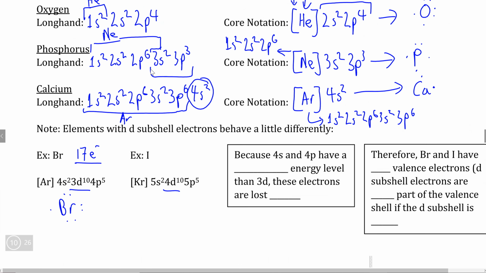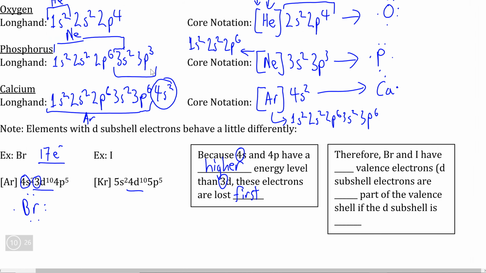Now, if we think about what energy levels mean, the idea that an energy level represents how far away electrons are from the nucleus. We know that 4s and 4p are at a higher energy level than 3d because energy level 4 is bigger than energy level 3. So these valence electrons are farther away from the nucleus, which means that these electrons would be lost first if they were to be removed.